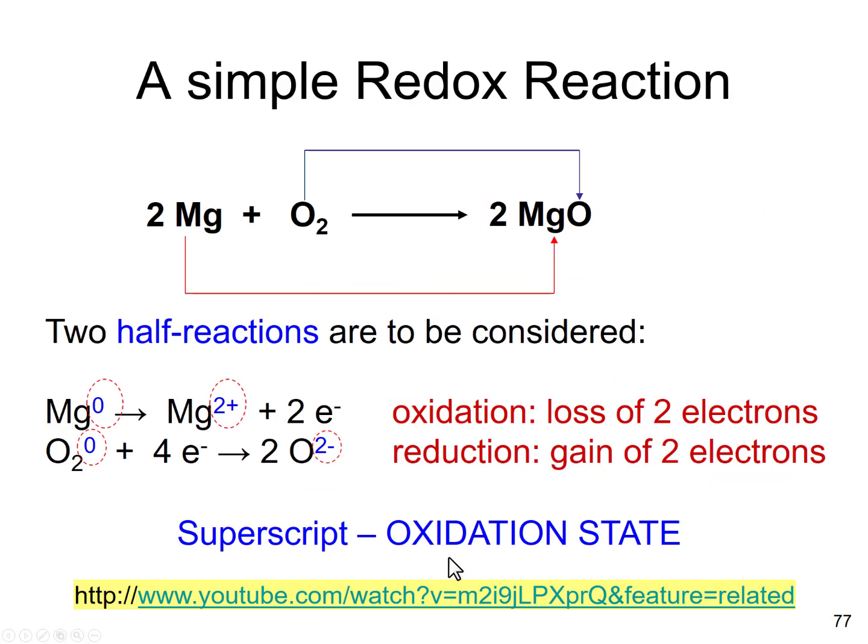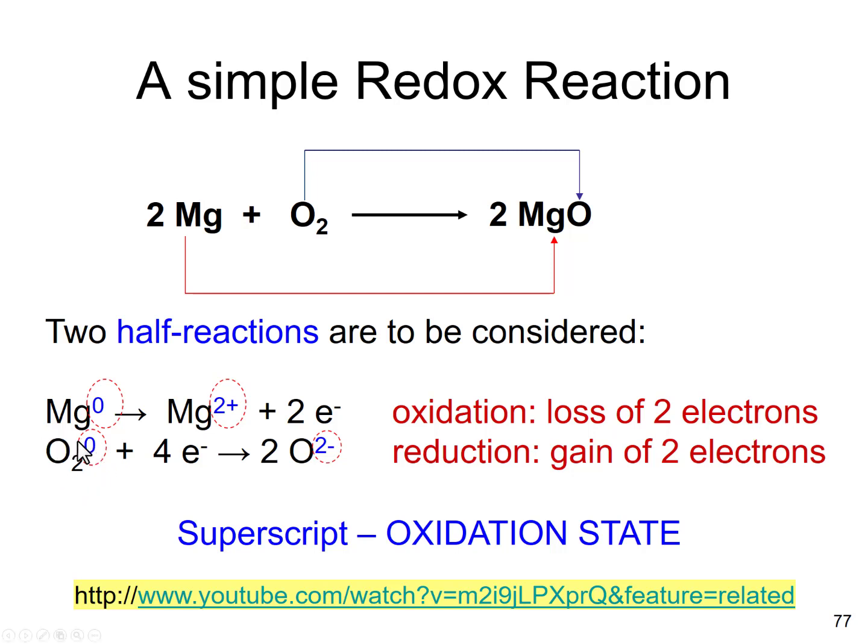Here we can see a simple redox reaction. We have 2 equivalents of magnesium that react with 1 molecule of oxygen to form 2 equivalents of magnesium oxide. In this particular example, magnesium in the oxidation state of 0 has been oxidized to magnesium 2+. So we can write it as a separate oxidation, whereby again an oxidation state of 0 has been converted into an oxidation state of 2+. So the oxidation means in this particular case that magnesium has lost 2 electrons.